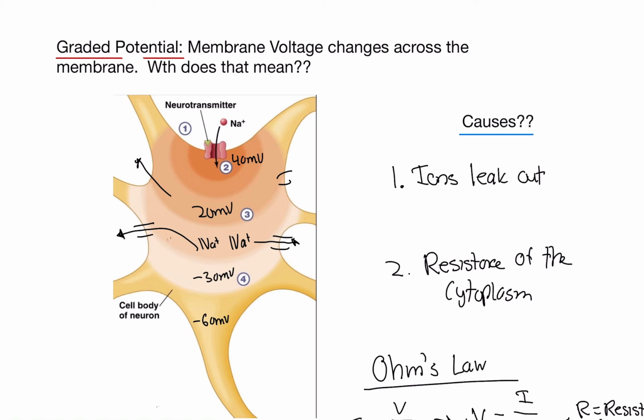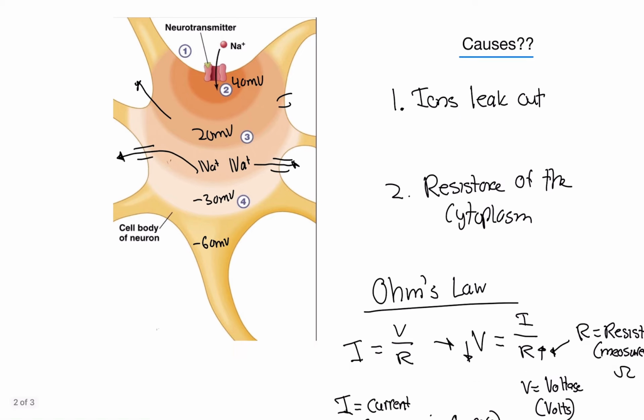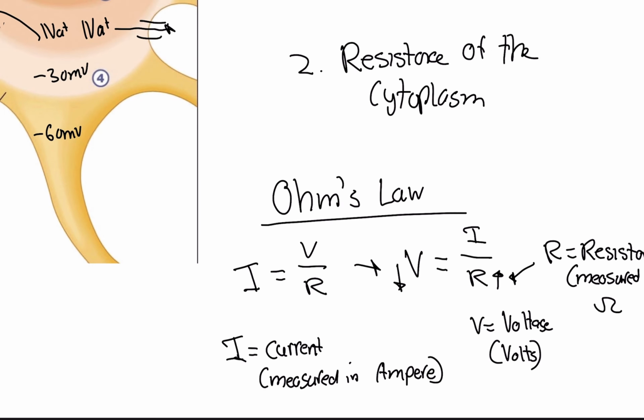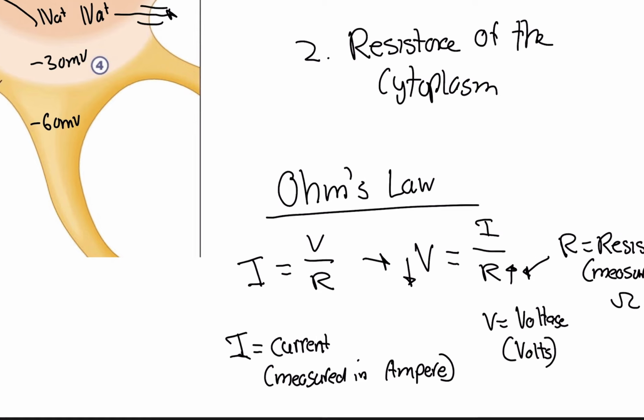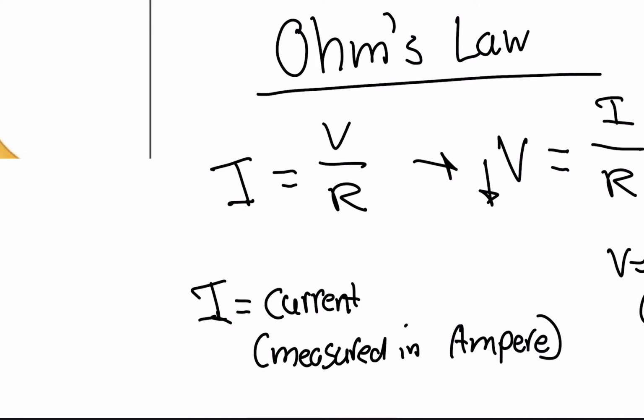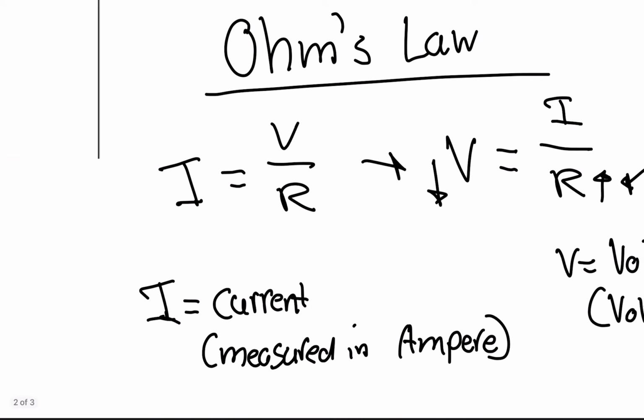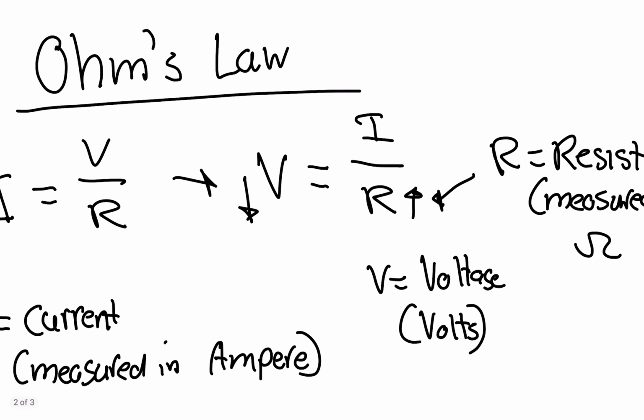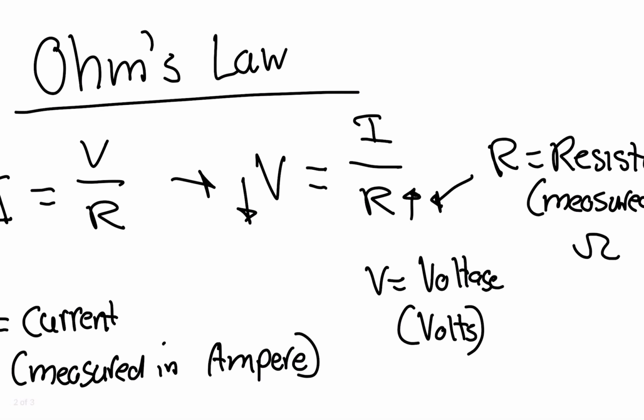A second thing is the resistance of the cytoplasm. The cytoplasm in the neuron has some kind of resistance to it, and this is a physics thing. You probably won't be asked this, but there's a chance. There's something called Ohm's law, if you've not learned about it yet. Ohm's law states that the current, which is I, equals the voltage, V, divided by R, which is the resistance. When you rewrite the equation, the voltage is equal to the current times the resistance.